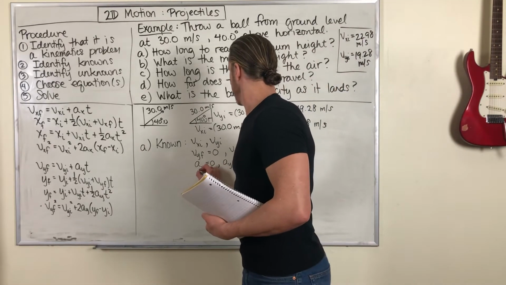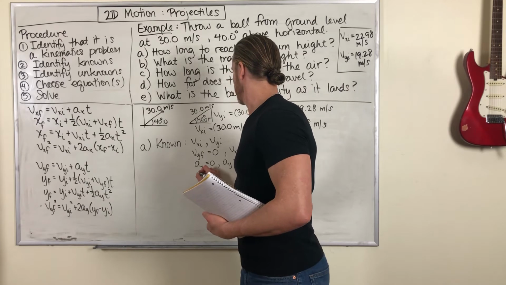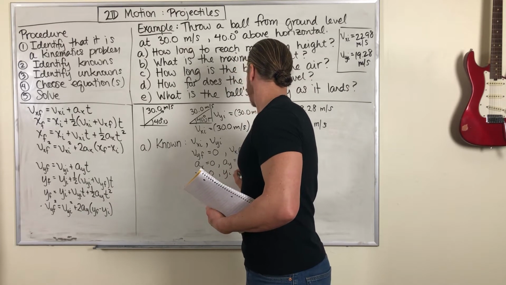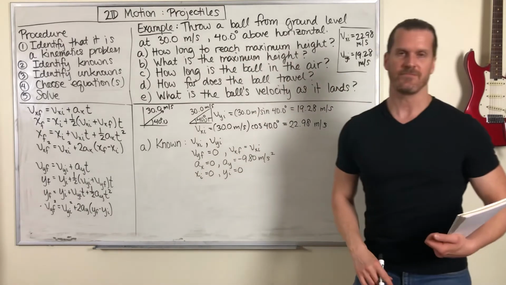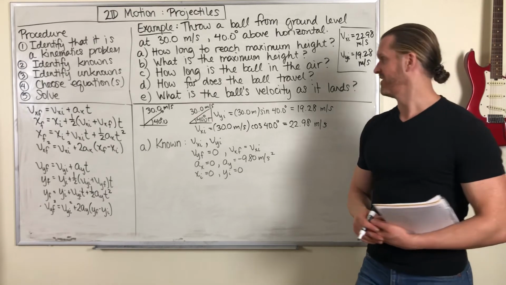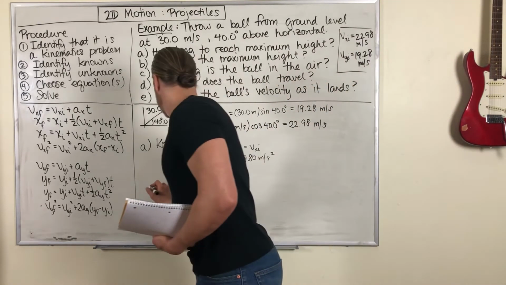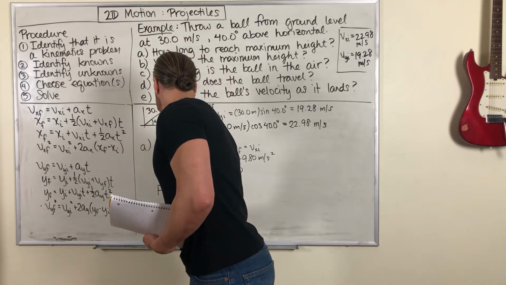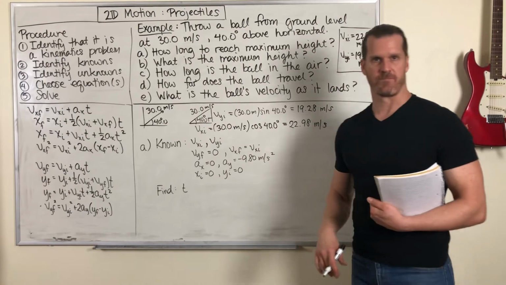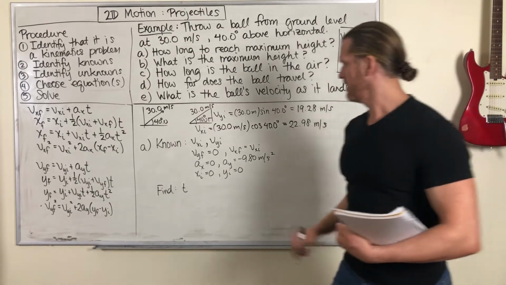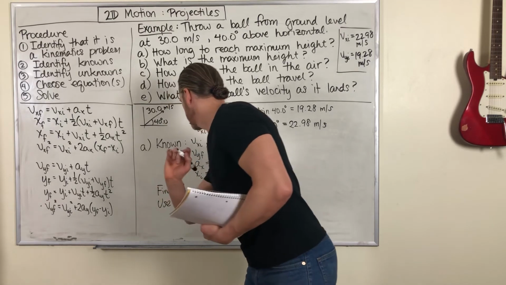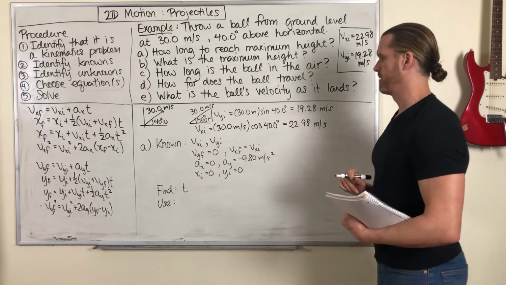And we also know x initial is 0, y initial is 0. Okay, so we've got a bunch of information there. What do we want to find? Well, we're looking for the time. So we need to use the right equation for the job.